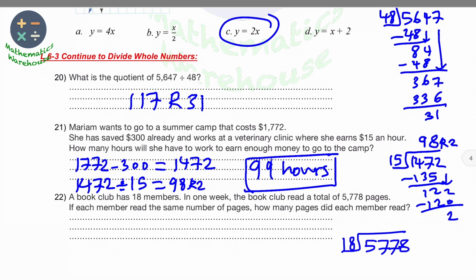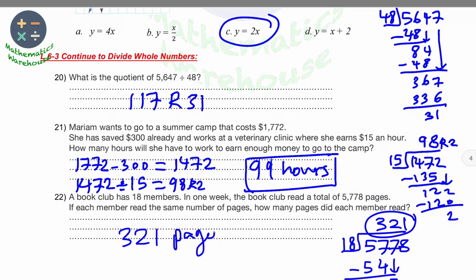57 divided by 18 is about 3. 3 times 8 equals 24, write 4 and carry 2. 3 times 1 equals 3 plus 2 equals 5. Subtract, equals 3. Bring down 7. Now 37 divided by 18 is about 2. 36. Subtract, equals 1, and you bring down 8. So 18 divided by 18 equals 1. So the answer is 321 pages.